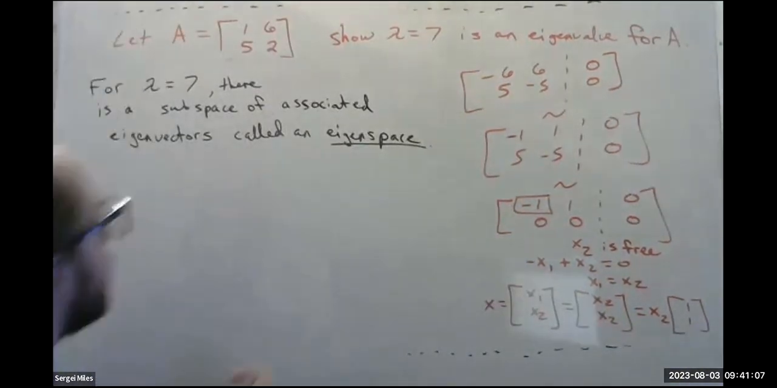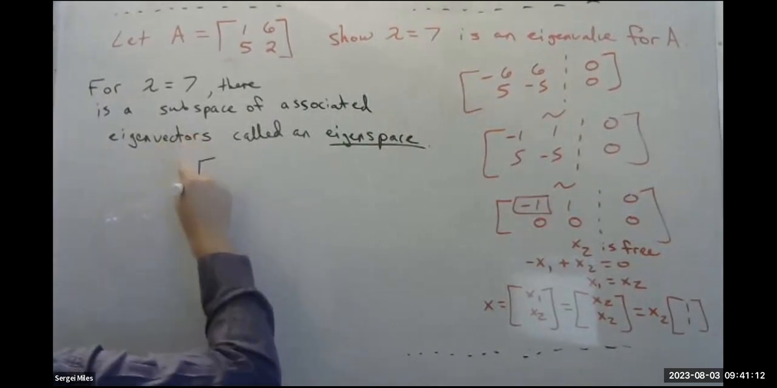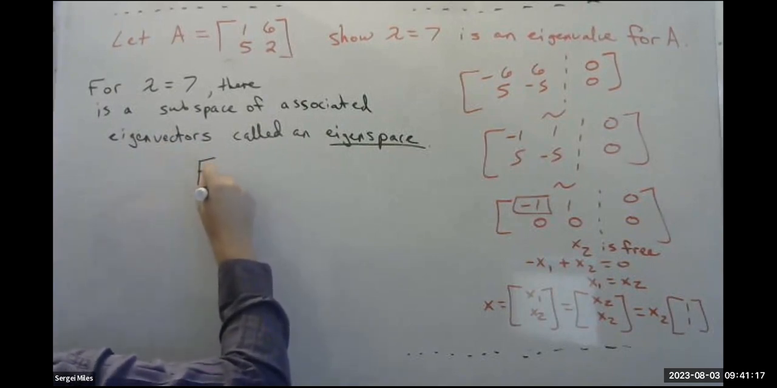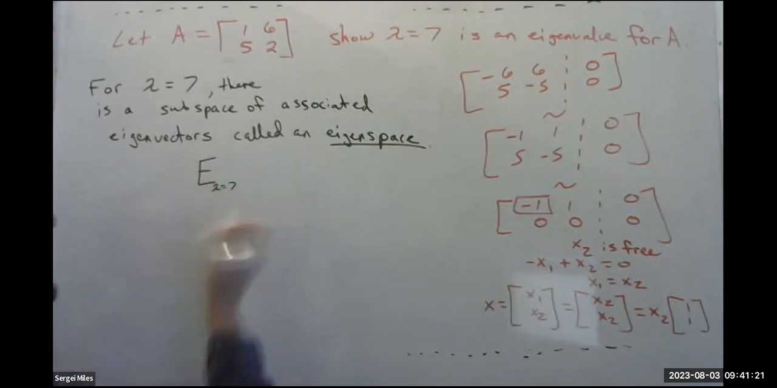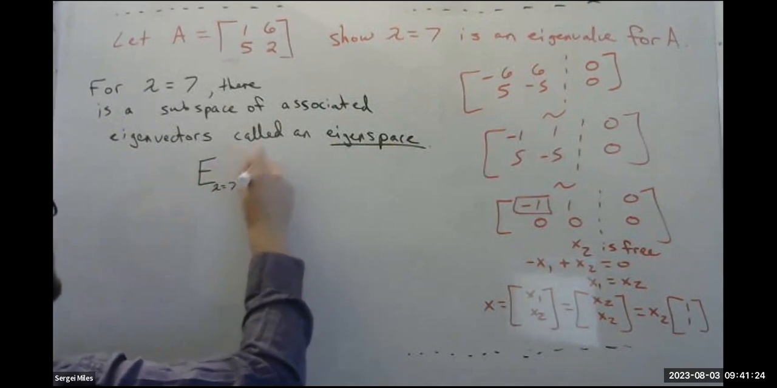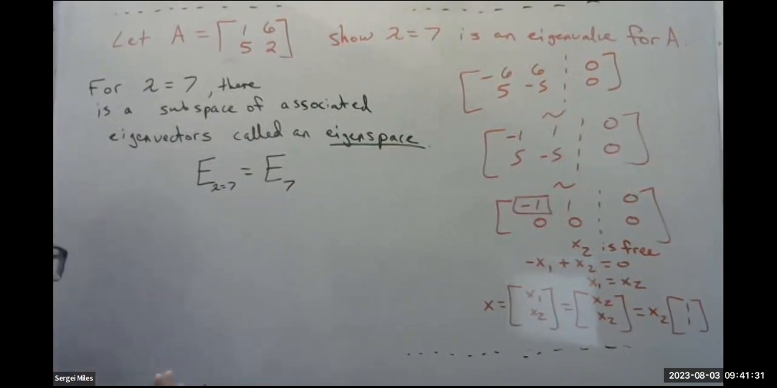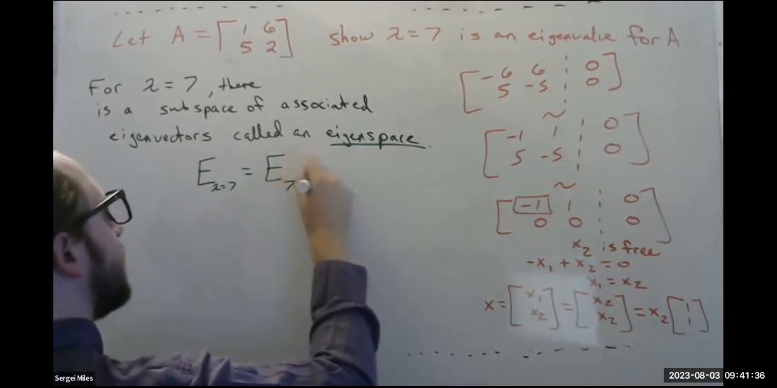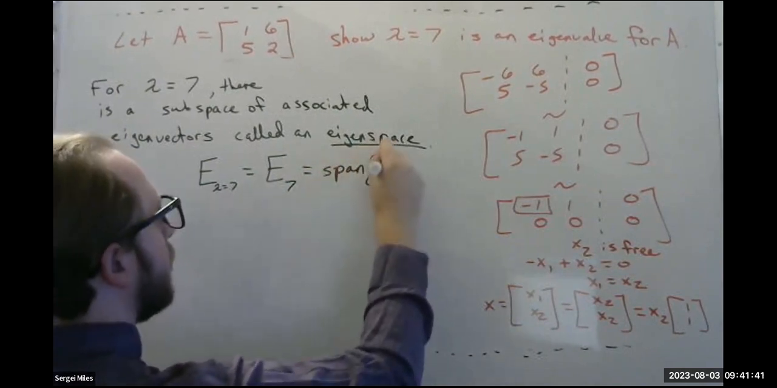In this case, my eigenspace, which notationally we're going to use capital E for eigenspace, is the eigenspace associated with lambda equal to 7, right? So that's the eigenvalue. So we'll use subscript lambda equals 7. Or you can just use subscript 7. The whole point here is that this is an eigenspace which is associated with an eigenvalue of 7. What is this space? Well, it is the span of 1, 1.